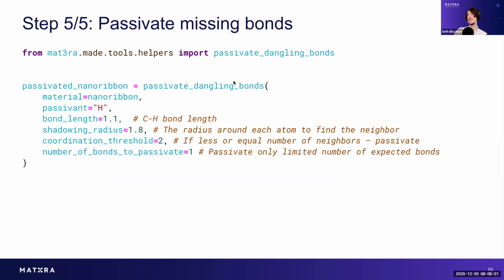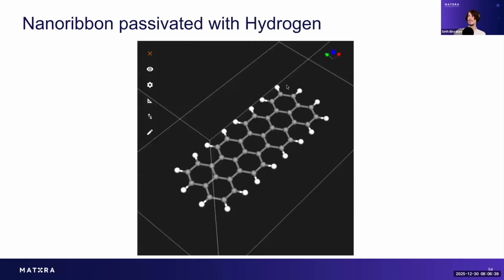And then we're using the passivate dangling bonds functionality, where we pass the same passivant bond length as previously. Shadowing radius, in this case, is the neighbor search radius. And then the coordination threshold: if an atom has less than or equal to that number of neighbors, we mark it as under-coordinated, and then we can choose how many bonds to passivate. We can passivate 0, 1, or 2, or more, up to the number that's missing. And as a result, we should get the nanoribbon passivated.